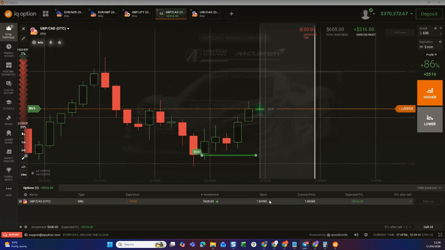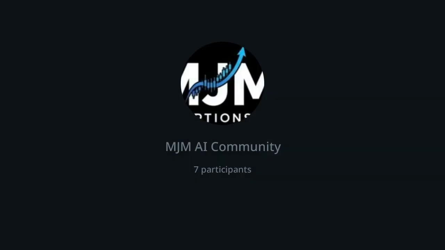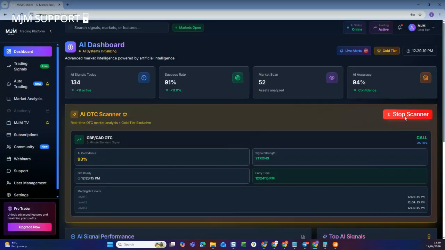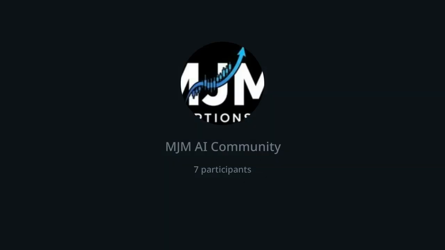So we are about to secure GBP CAD, and we just secured a win on GBP CAD, and we made $516. So let's go to the next one.